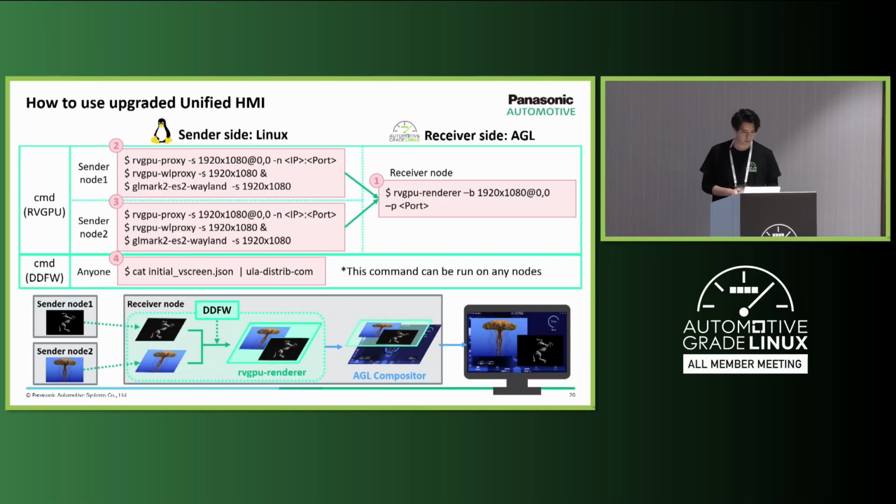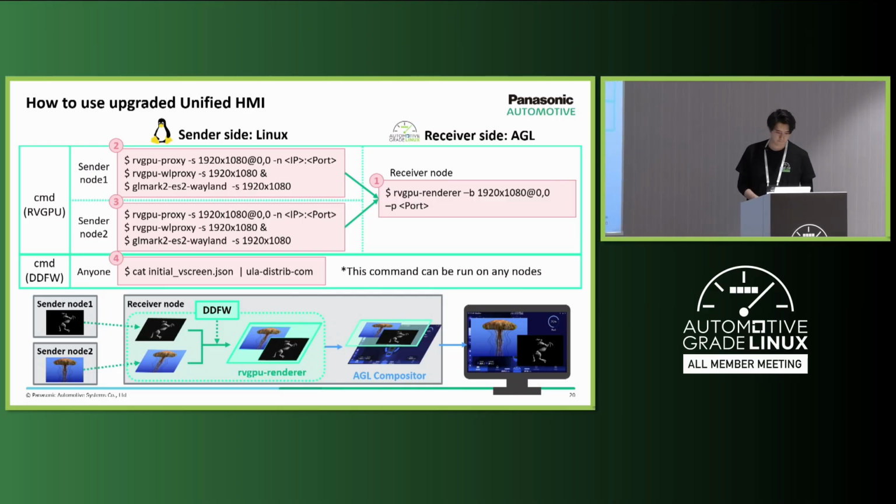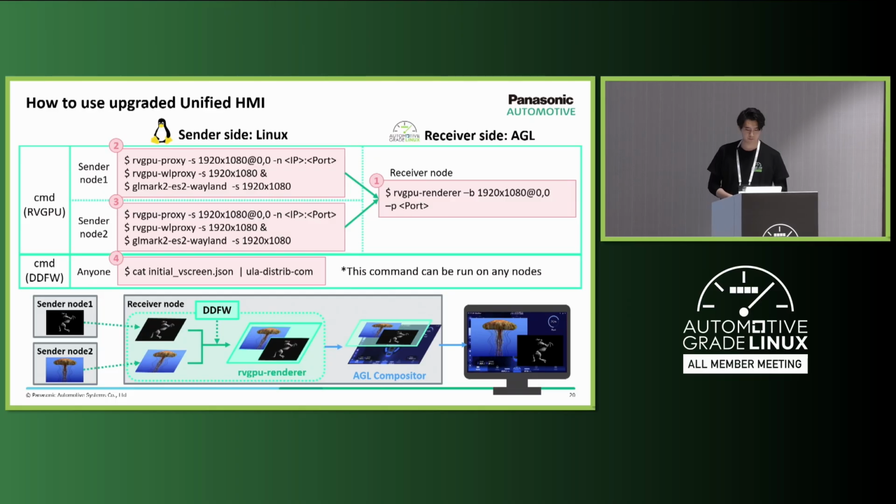Okay, next, I will introduce how to use upgraded Unified HMI frameworks in your environment. In this scenario, use two Linux systems as the sender node and one AGL on the receiver side. First, please run RBGPU renderer on the receiver in the left right diagram. Next, run RBGPU proxy and RBGPU WL proxy and applications such as GL Mark II ES2 Wayland on both receiver nodes.